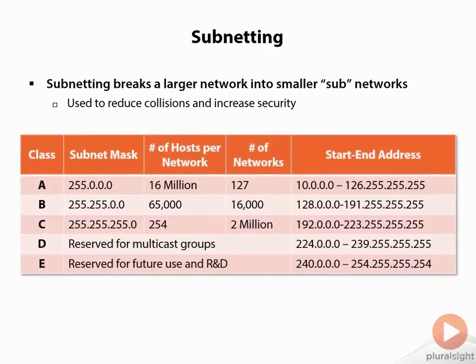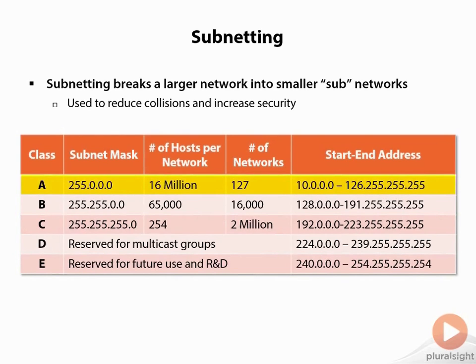All right, so talking about networks in general, there are three classes that we have in use today: class A, B, and C. There's class D and E as well. D is for multicast groups, and class E is reserved for future use, for R&D, and so forth. So we have A, B, and C.